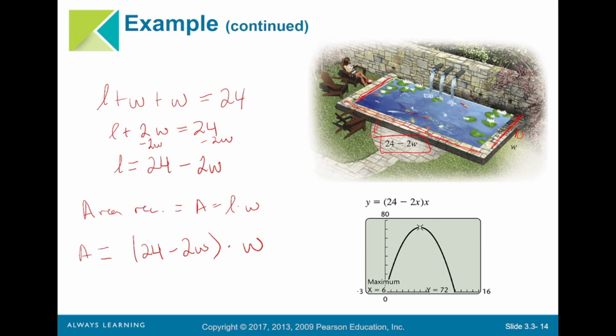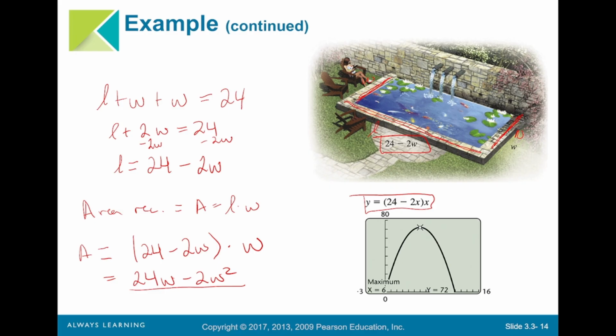And then if we simplify this, we get 24W minus 2W squared, which if you graph on an X and Y, looks like this. So now we want to think about what is the maximum of this function, this area function that we just solved for? Well, you could look at the graph, where of course we're going to see 6 and 72.